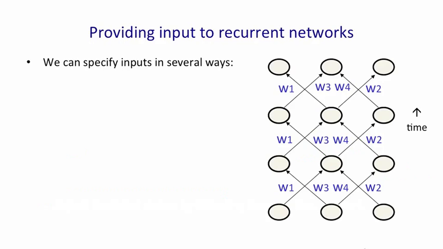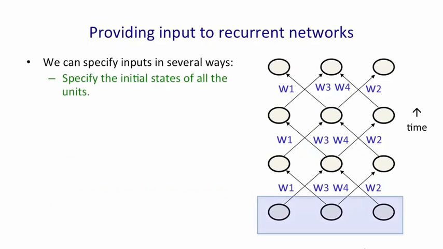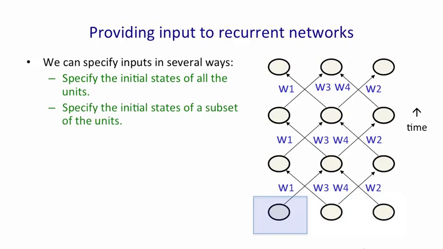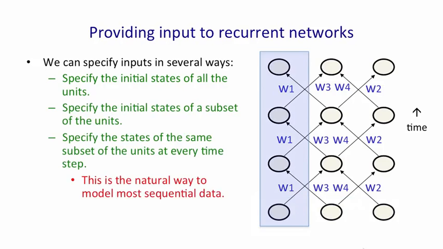There are many ways in which we can provide the input to a recurrent neural net. We could, for example, specify the initial state of all the units. That's the most natural thing to do when we think of a recurrent net like a feed-forward net with constrained weights. We could specify the initial state of just a subset of the units, or we could specify the states at every time step of a subset of the units. And that's probably the most natural way to input sequential data.